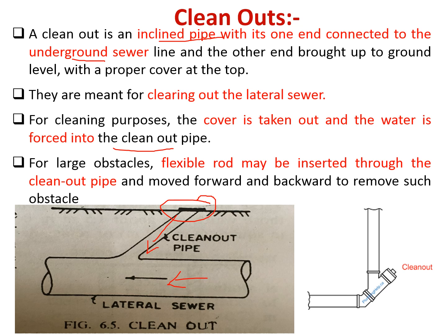For large obstacles, a flexible rod may be inserted. You can insert your flexible rod and clean this sewer, and with forward and backward movement, all the obstacles that are there have to be removed. So a clean out, as the name suggests, is used for cleaning purposes.